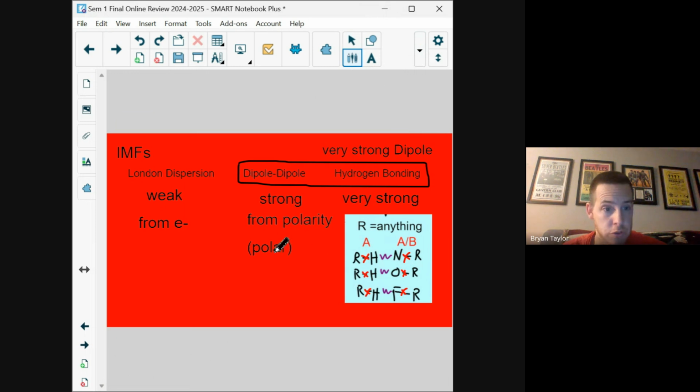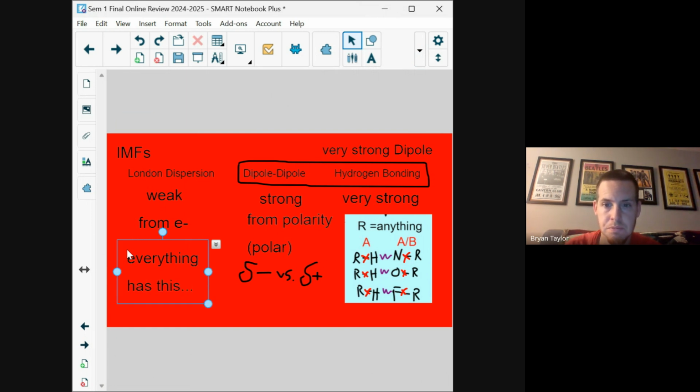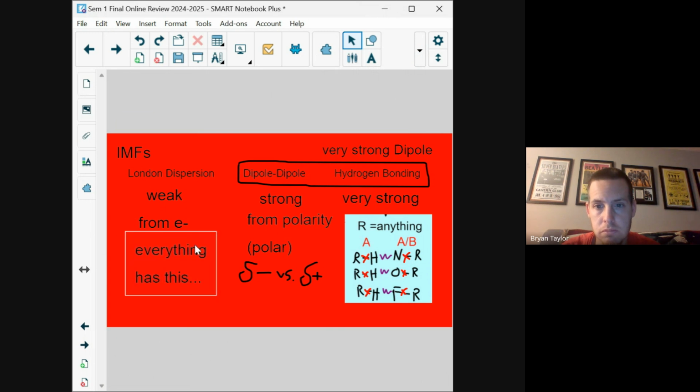With dipole, it's just from polarity. If you have a partial charge, that's the attraction. So it's partial negative versus partial positive. And again, please forgive my symbols. And again, this is from electrons. So again, everything has this. And that's kind of the three.